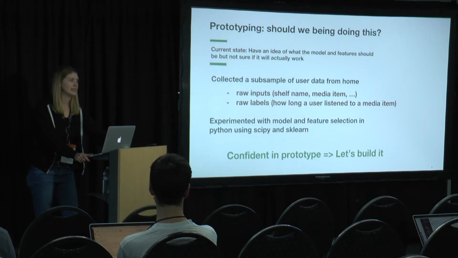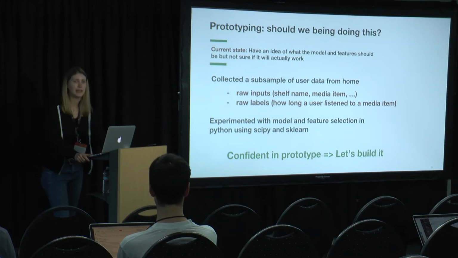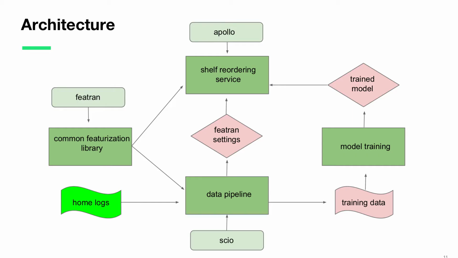However, once we were confident in the prototype, we said, let's build it, and that's when feature-end came into the picture. So that leads to the next section, building stuff. This is the end architecture diagram that we ended up building, but we're going to go through each component of it.